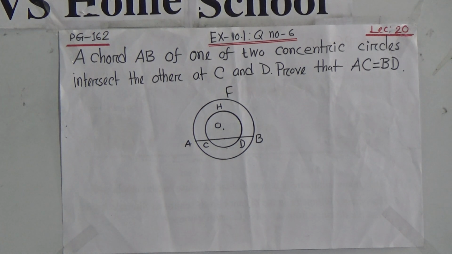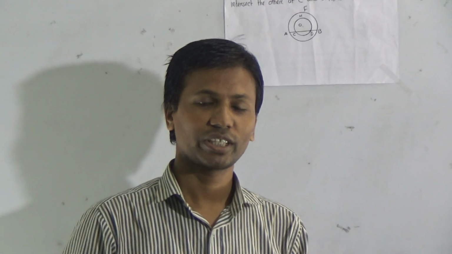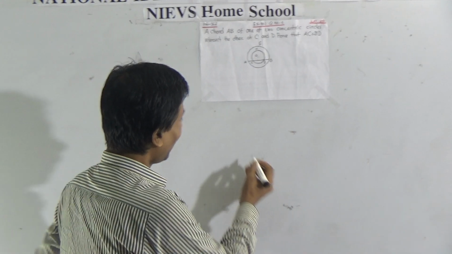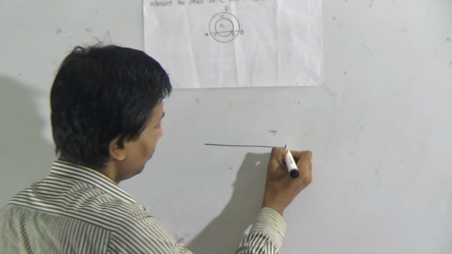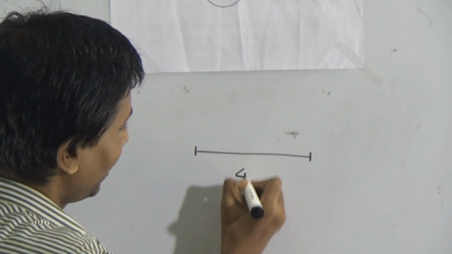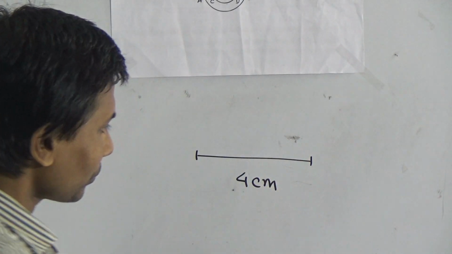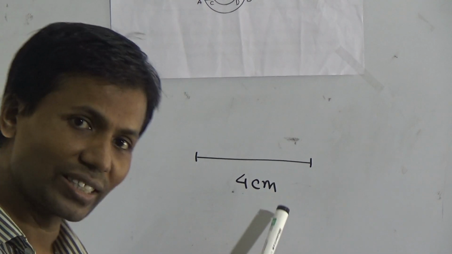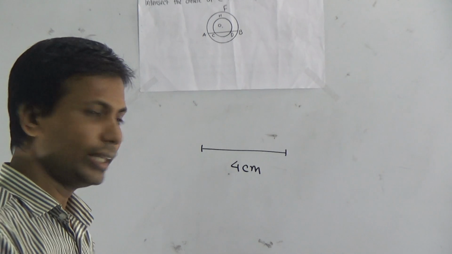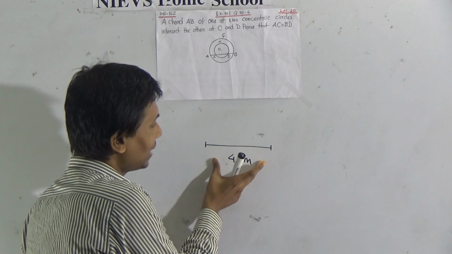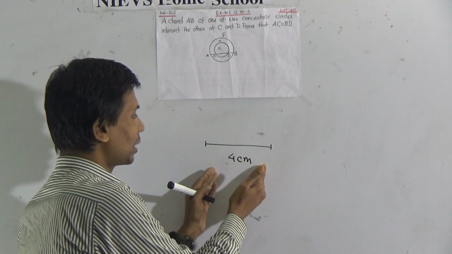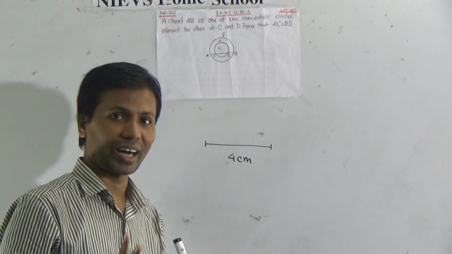Another concept you have to know. What is bisect? Suppose I have taken here a 4 centimeter line segment. If I tell you to bisect this line segment, then you divide this line segment in such a way that the line segment is divided equally into 2 parts.